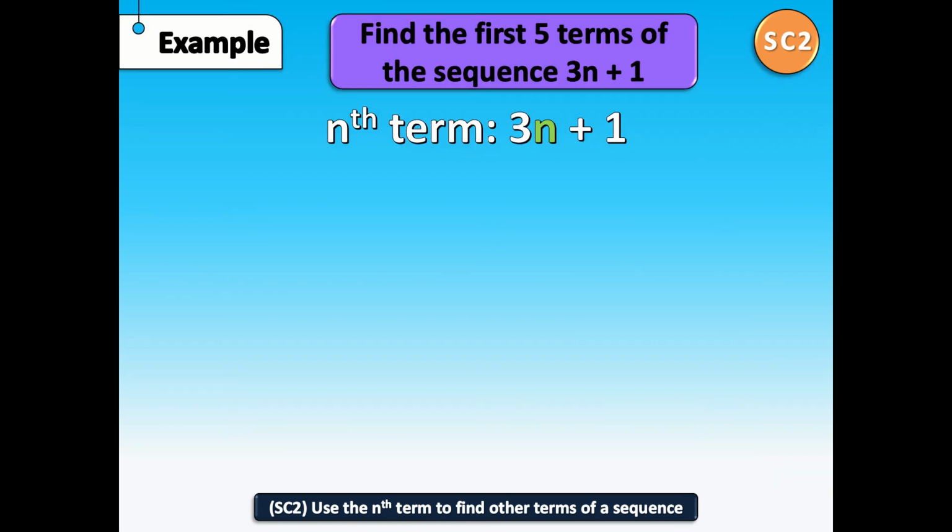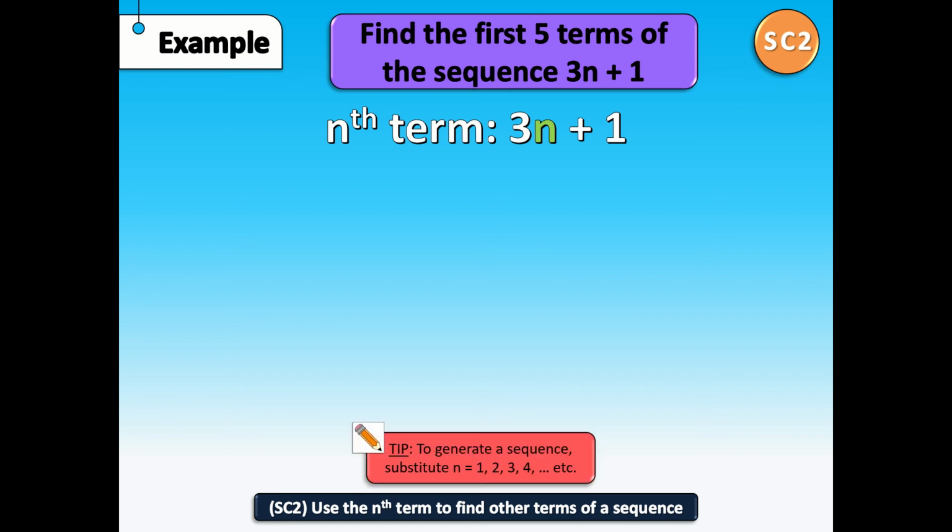So this time we want to find the first 5 terms of the sequence 3n plus 1. So to find the first term of the sequence, we replace n with the number 1. So we do 3 times 1 plus 1. 3 times 1 is 3, plus 1 is 4. So the first term of this sequence would be 4.